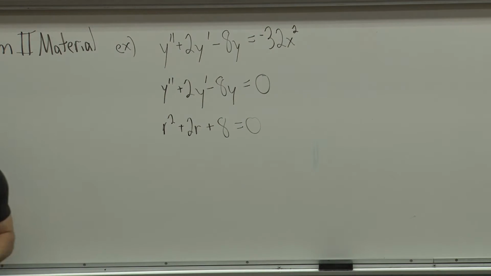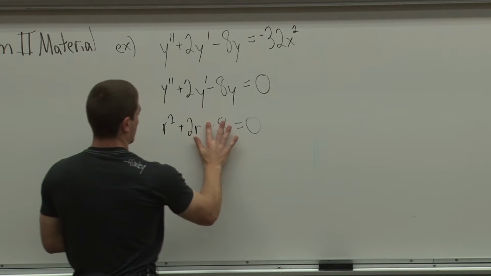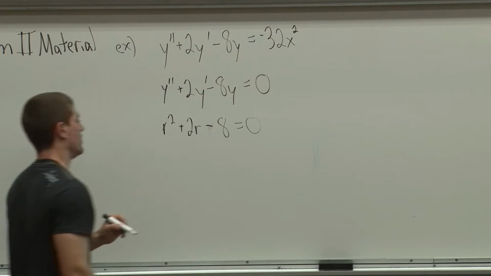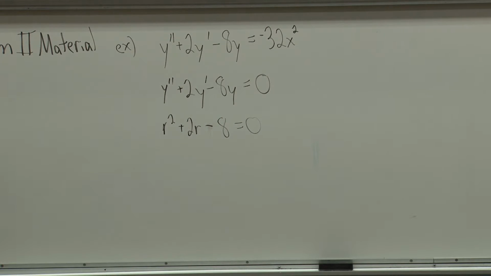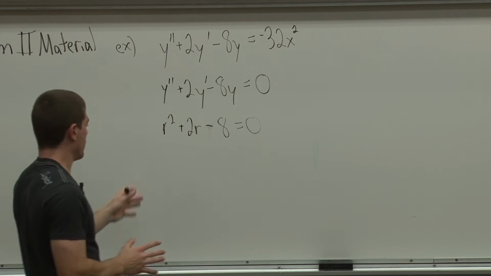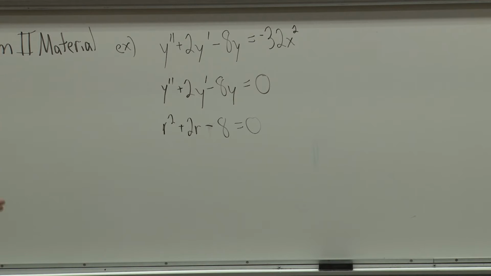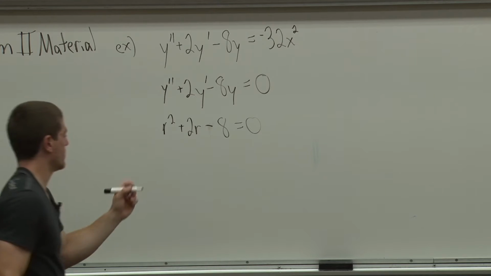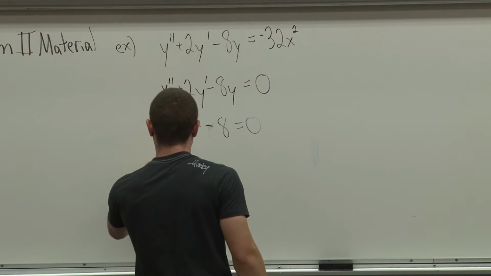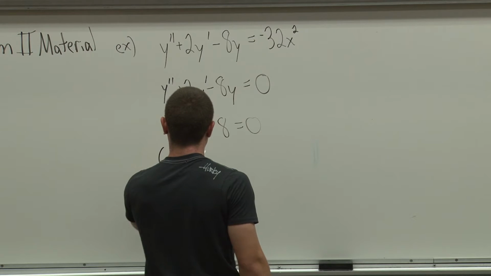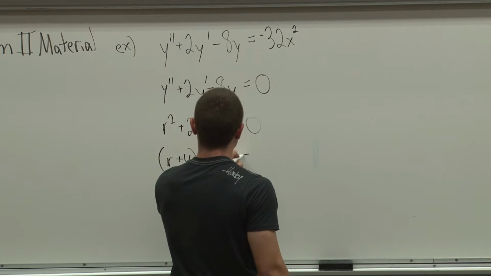Now our job is to find r. We're going to do that by factoring this, right? We could FOIL it: minus 4 plus 4 minus 2. OK, so r plus 4 times r minus 2 equals 0.